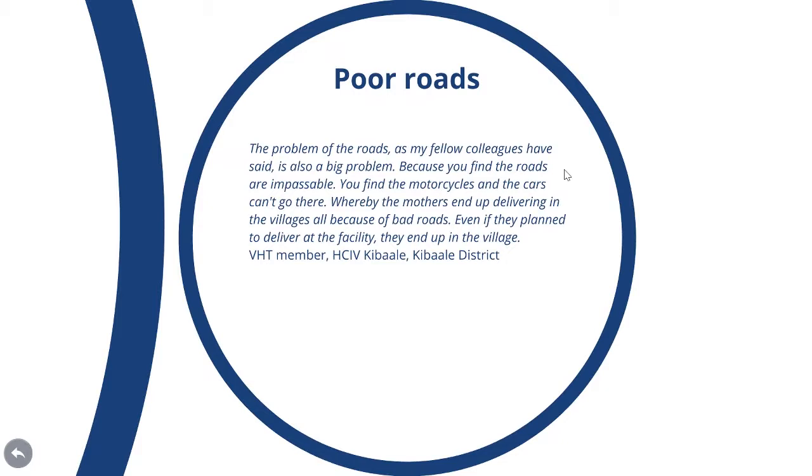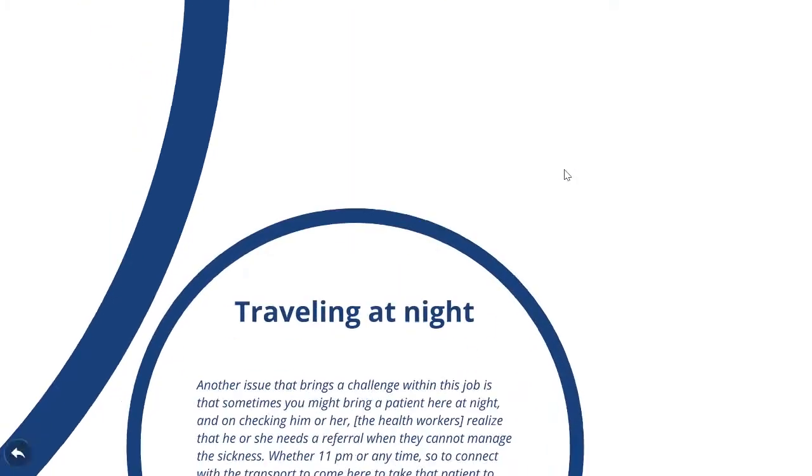And poor roads. This was mentioned in, if not every, interview and focus group discussion we conducted, just about everyone. And here's a quote. The problem of roads, as my fellow colleagues have said, is also a big problem. Because you find the roads are impassable, motorcycles and cars can't go there, whereby the mothers end up delivering in the villages all because of bad roads. Even if they plan to deliver at the facility, they end up in the village. This was mentioned to us over and over again, that the quality of the roads caused major issues.